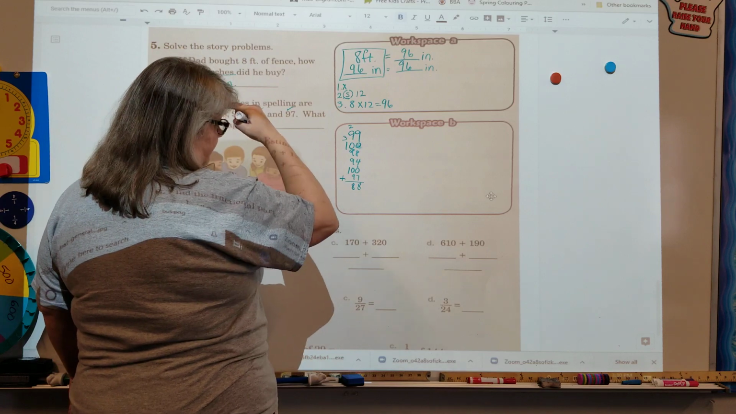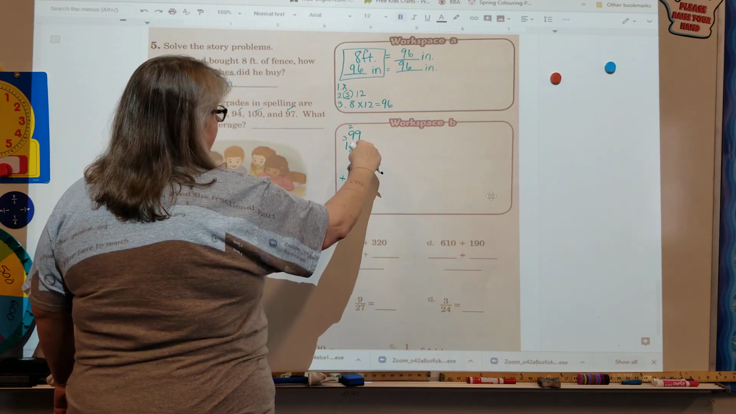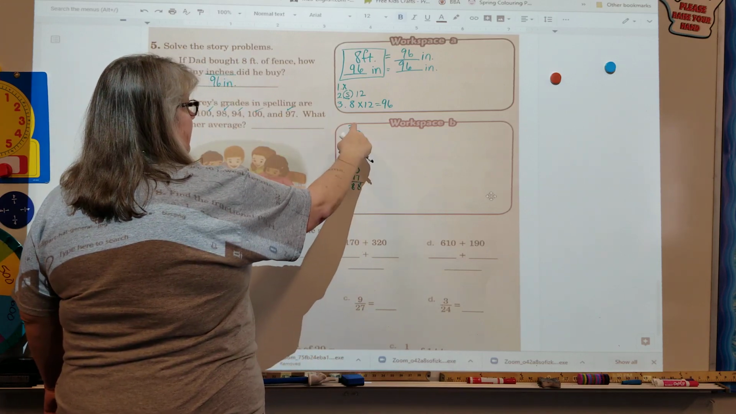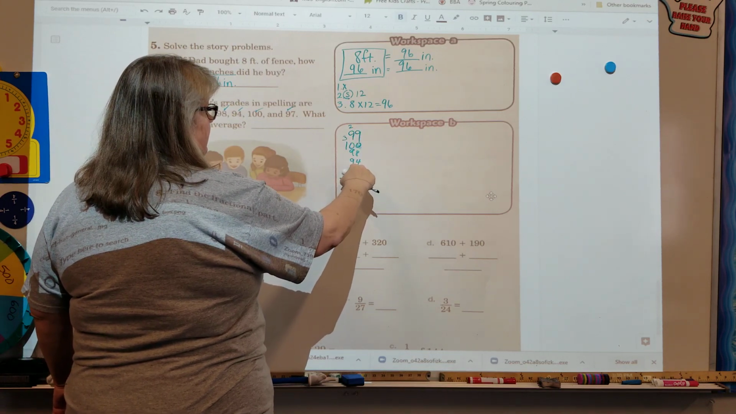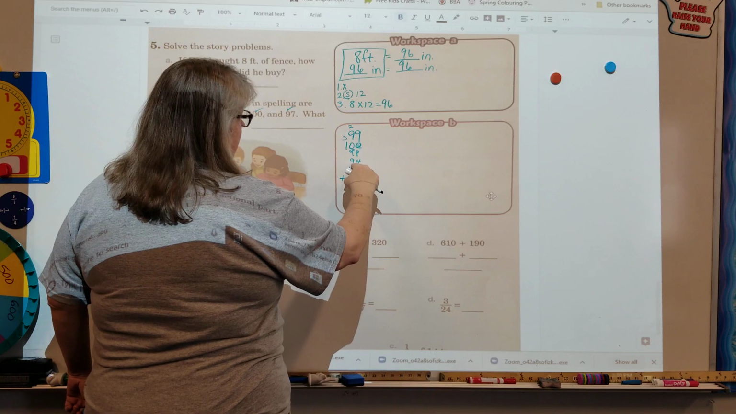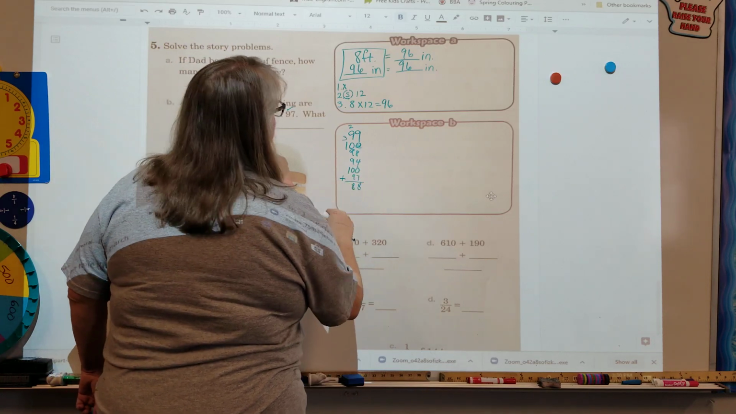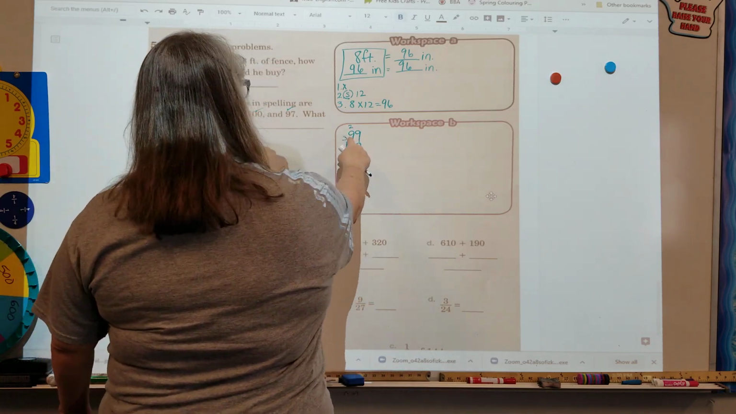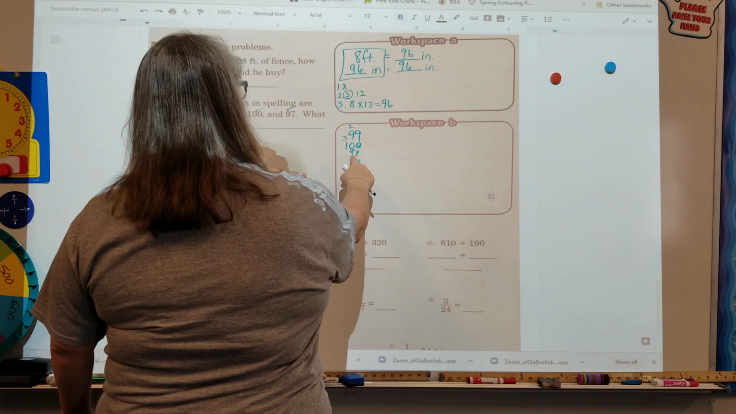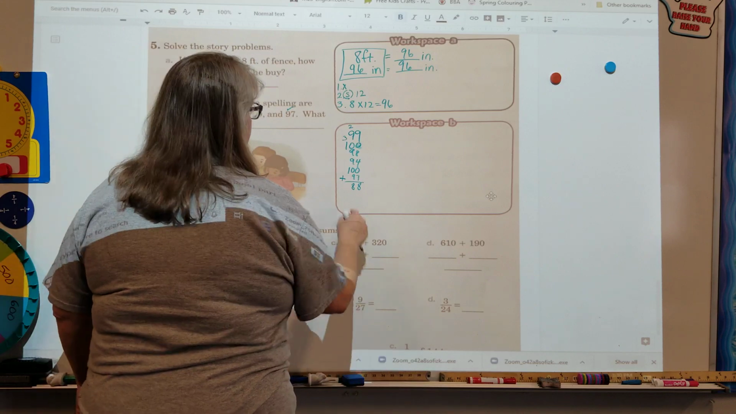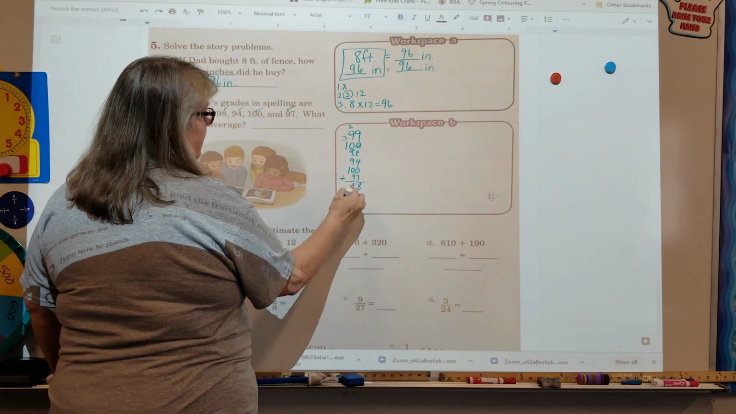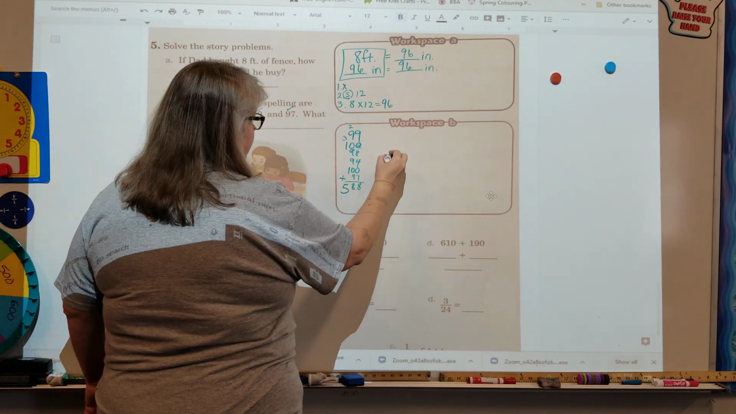And if you're not sure that's right, you can go back and add them one at a time. 9, 10, 11, plus 9 is 20, 29, and 9 is 38, yeah. Now, let's add here. 3, 4, 5. So we have 588.